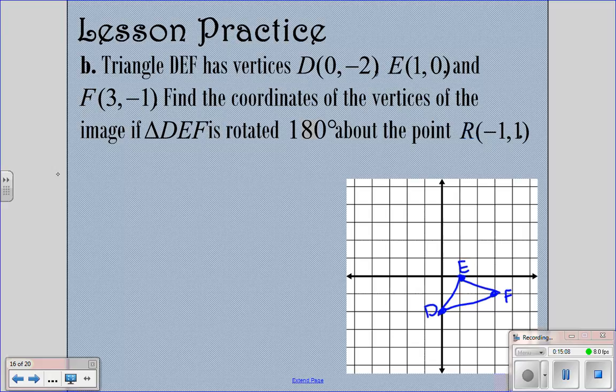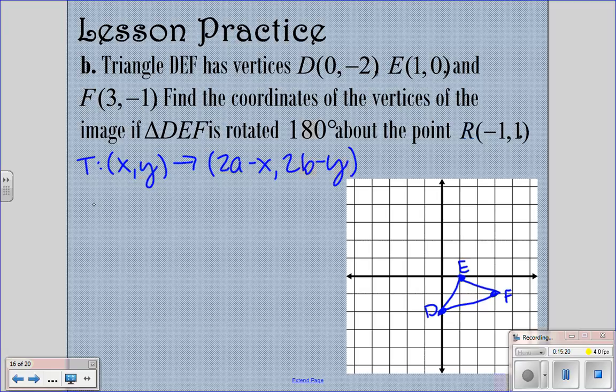So that's when we're going to use our formula to transform (x, y). We're going to go 2a minus x and then 2b minus y. And our a is going to be -1 and our b is going to be 1. So for D prime, we would have 2 times -1, so -2 minus 0. And then for the y, 2 times b, that would be 2 minus -2, so that's going to be 2 plus 2, which is 4.